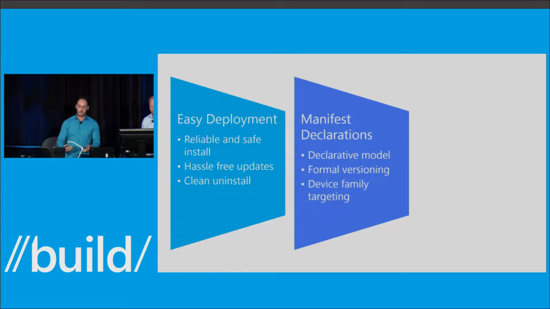So Barclay will do a bit of a deep dive into the manifest a bit later, but the manifest provides the package and the system with a powerful way of expressing what it wants to do to the system. For example, extensions or registrations, et cetera. We have the formal versioning model that tells us how we update. And finally, another good point is being able to target particular device families. Again, Barclay will talk about that a little bit later.